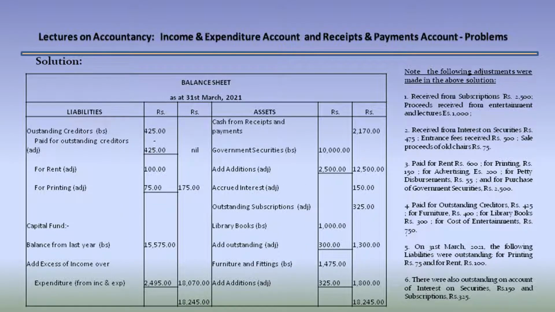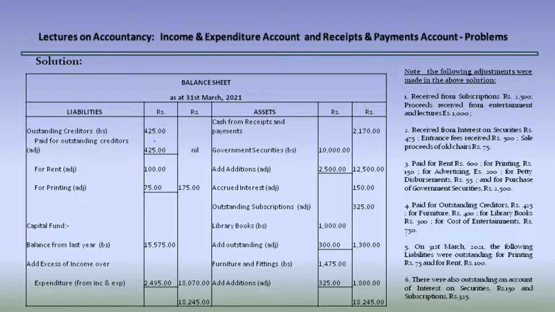Balance sheet as at 31st March 2021. On the liability side, outstanding creditors from the opening balance sheet 425, paid from the adjustment 425, total nil. Current year liabilities: for rent from the adjustments 100 rupees. For printing, outstanding printing expenses 75, not yet paid, 175 rupees total. Capital fund balance from last year from the opening balance sheet 15,575. Add excess of income over expenditure from the income and expenditure account for this year 2,495.